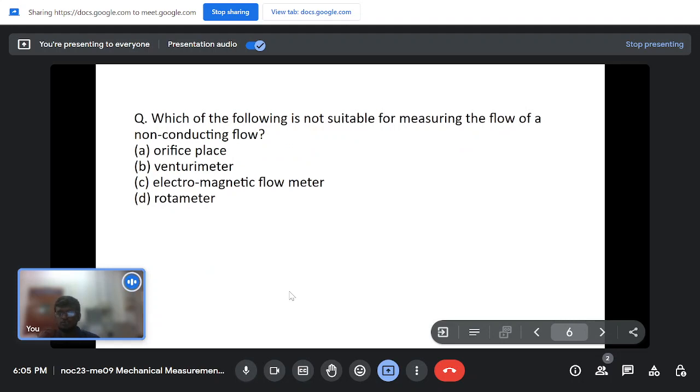Moving on to the next question. Which of the following is not suitable for measuring the flow of a non-conducting fluid? Option A, orifice plate; B, venturi meter; C, electromagnetic flow meter; D, rotameter.